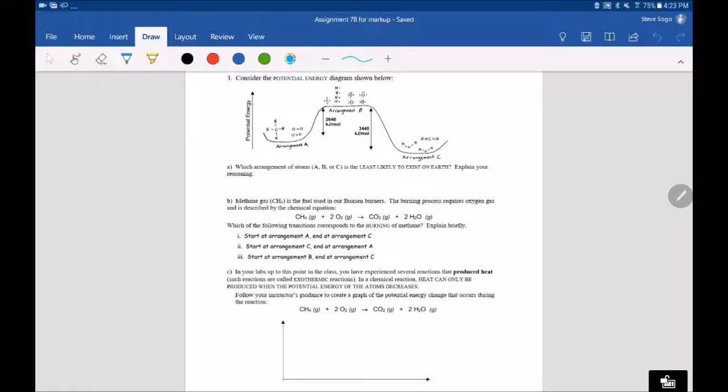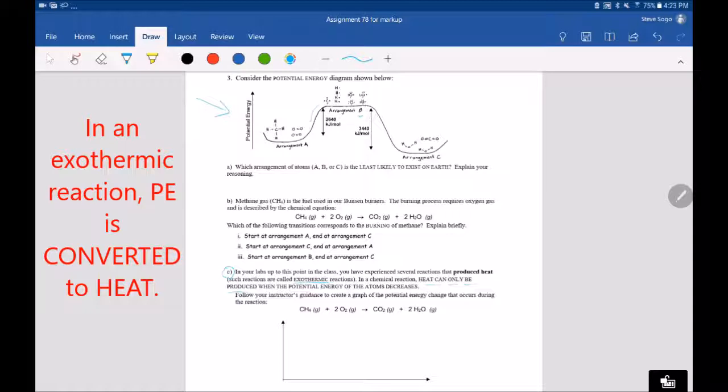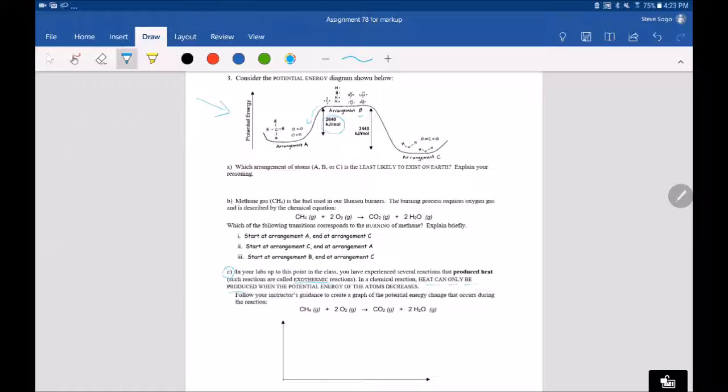All right, now I'm looking at question C. The key word here is exothermic. Exothermic reactions make heat, and heat can only be produced if the potential energy of the atoms decreases. So if we go back to the diagram up here, if you started at B and you dropped in potential energy going to A, a lot of heat would be produced. 2,640 kilojoules per mole would be produced going from B to A.